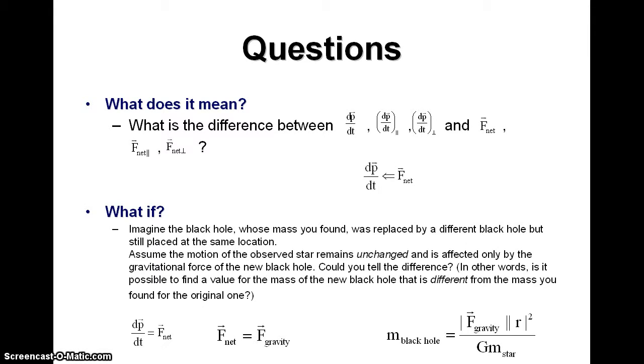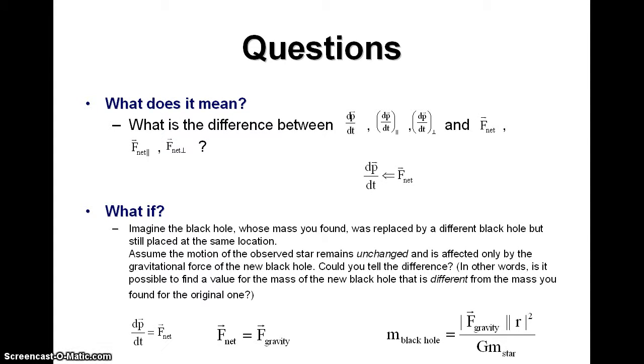Next, what if? If we replace the original black hole with a new one at the same position, and the motion of the star remained unchanged and is affected only by the force of gravity, is the mass of this new black hole different than that of the first? We will once again use the derivative form of the momentum principle, and in this situation, once again, F net is equal to the gravitational force.